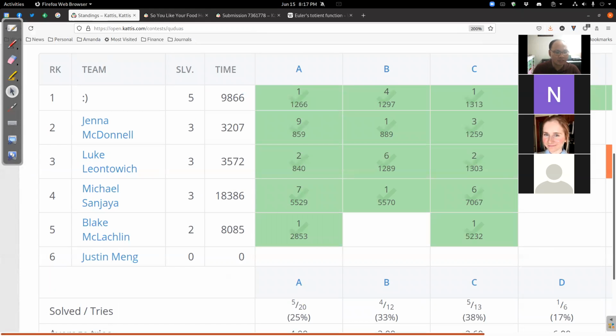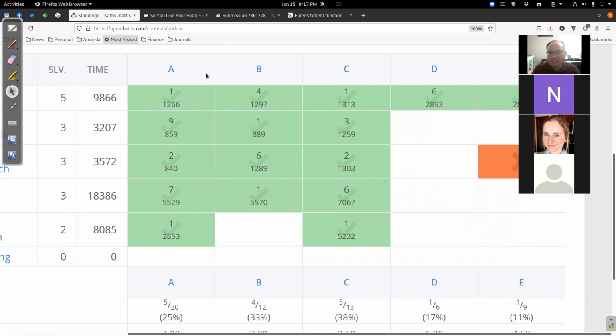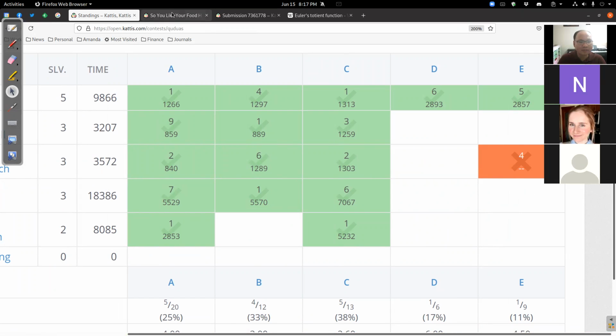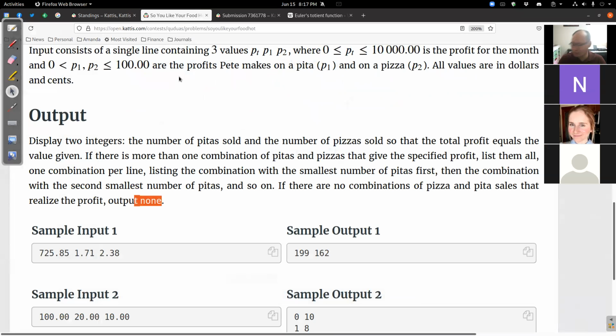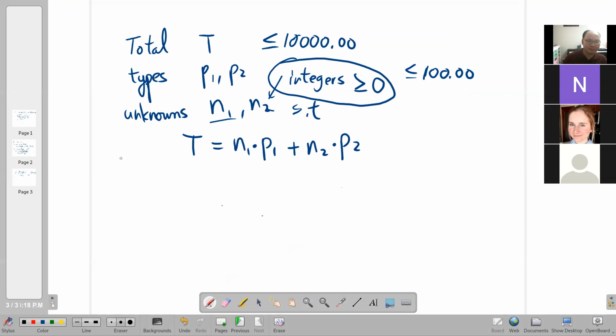Luke, you tried it a few times. Do you want to share with people what you tried? So I used the extended Euclid algorithm, and that'll give me no solutions or at least one solution. And then if I have one solution, I go through and try to find multiple solutions.